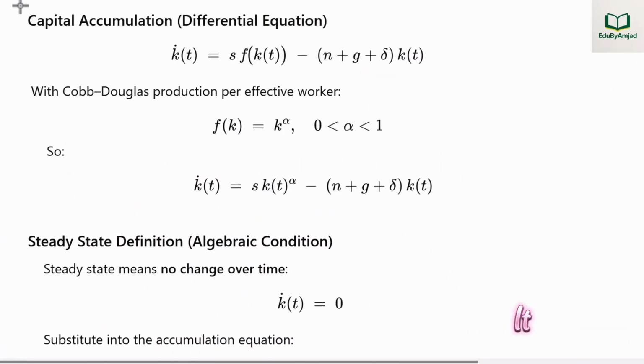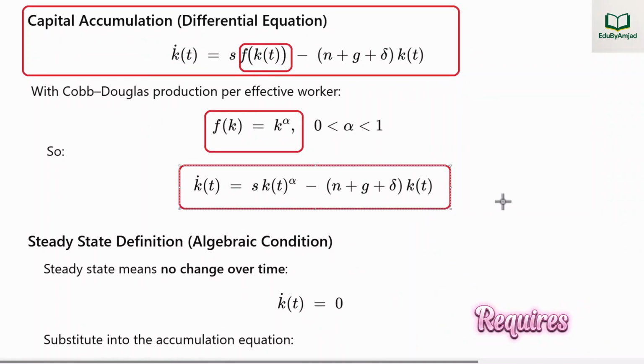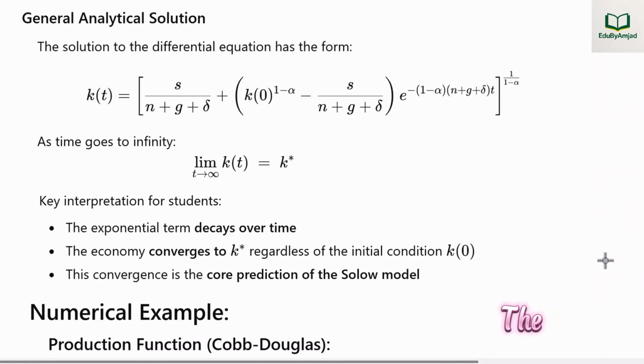At this point, it is important to connect this steady-state analysis to the underlying dynamics. Capital per effective worker evolves according to a nonlinear differential equation. Solving this equation analytically requires advanced calculus, specifically the Bernoulli equation technique, which is beyond the scope of this lesson. However, the general solution has an important implication.